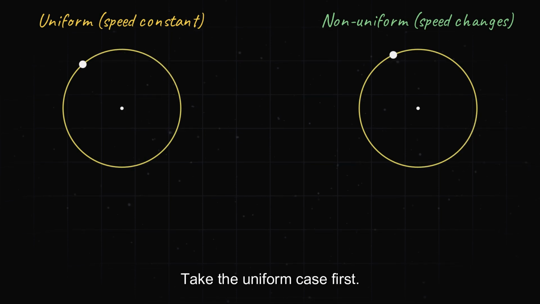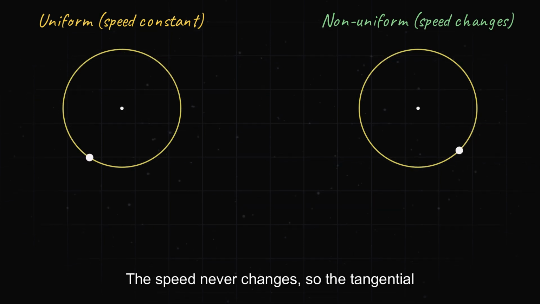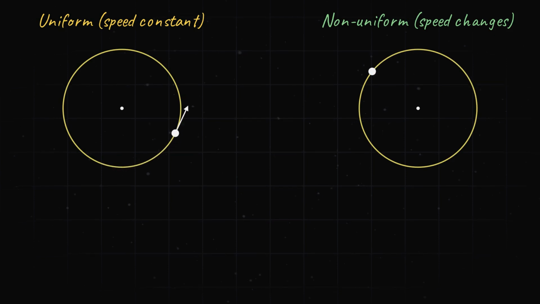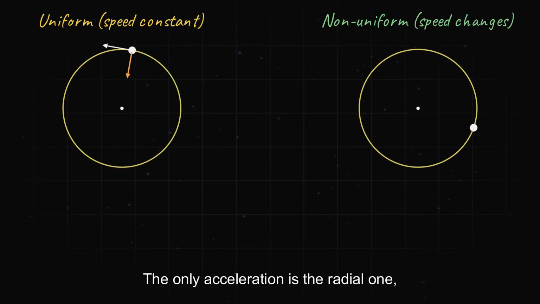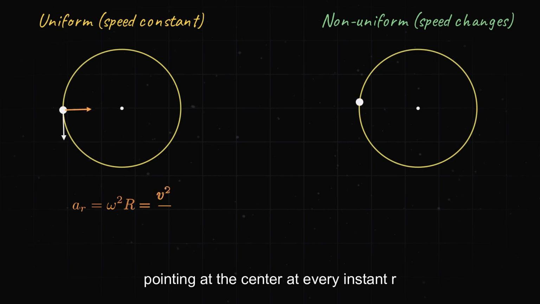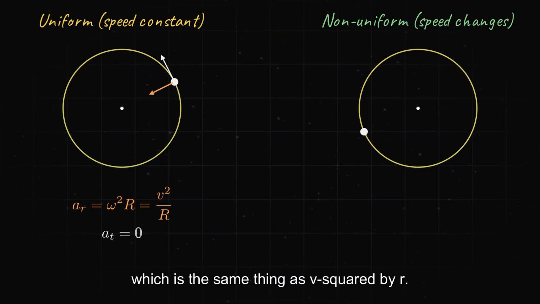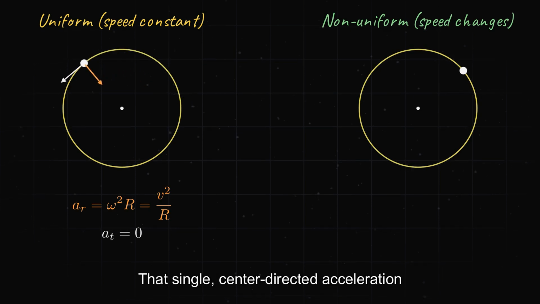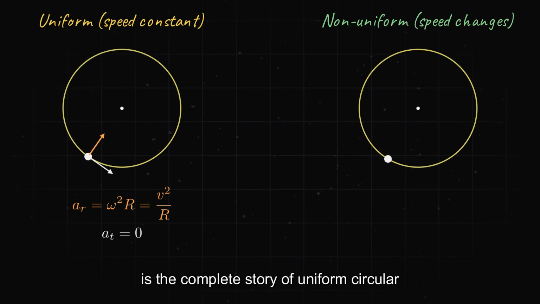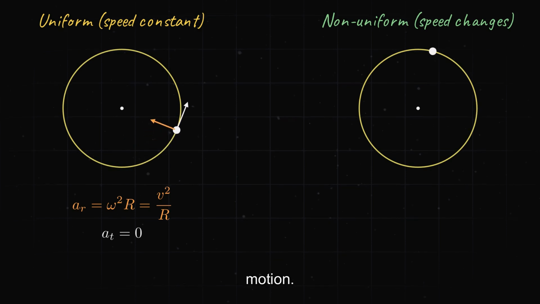Take the uniform case first. The speed never changes, so the tangential acceleration is 0. The only acceleration is the radial one, pointing at the center at every instant: a_r equals omega squared r, which is the same thing as v squared by r. That single center-directed acceleration is the complete story of uniform circular motion.